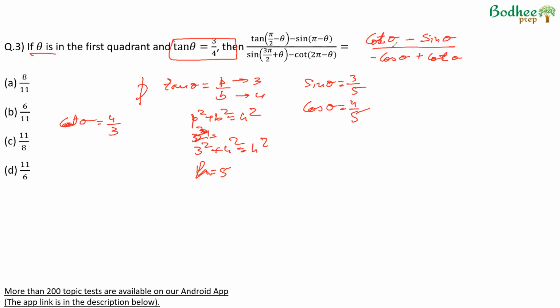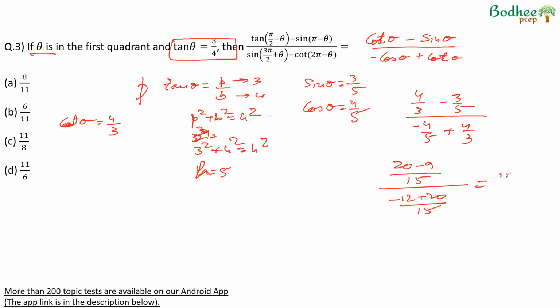Sine and cos, we already have the value. So 4 by 3 minus 3 by 5 upon minus 4 by 5 plus 4 by 3. So this becomes 20 minus 9 by 15 upon minus 12 plus 20 by 15, which will be 11 upon 8. Option C becomes our answer.